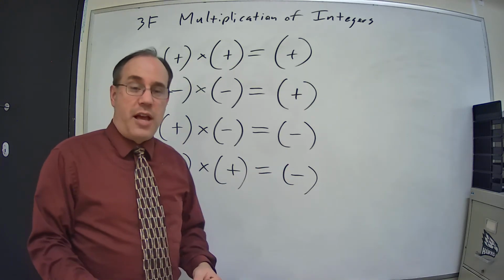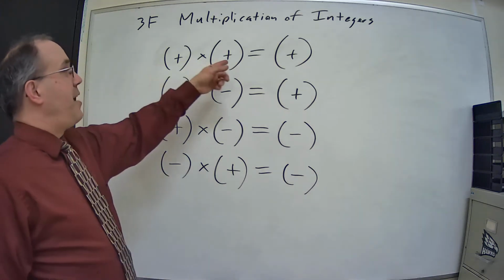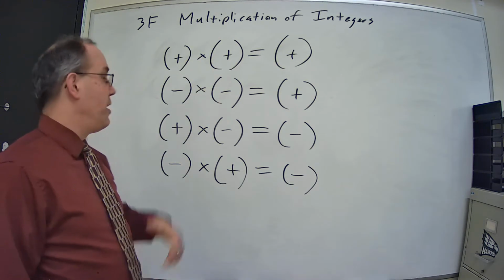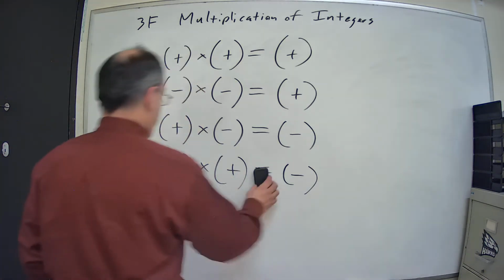So if we're multiplying signed numbers, multiply the numbers and then look at the signs. If they're the same, the result's positive. If they're different, the result's negative. So let's do some of these and see what happens.